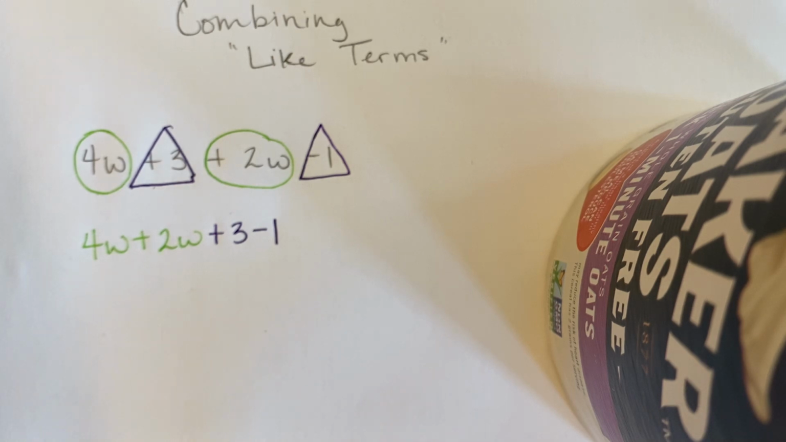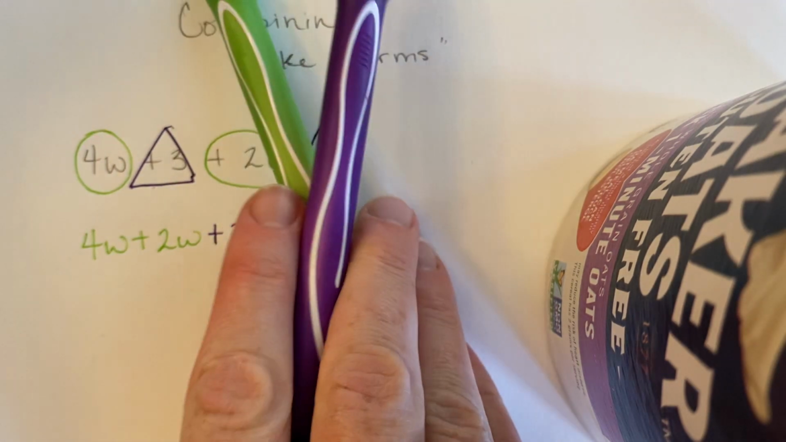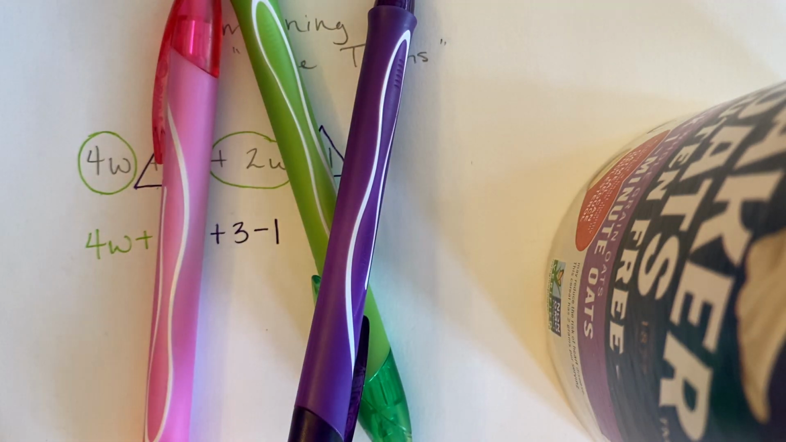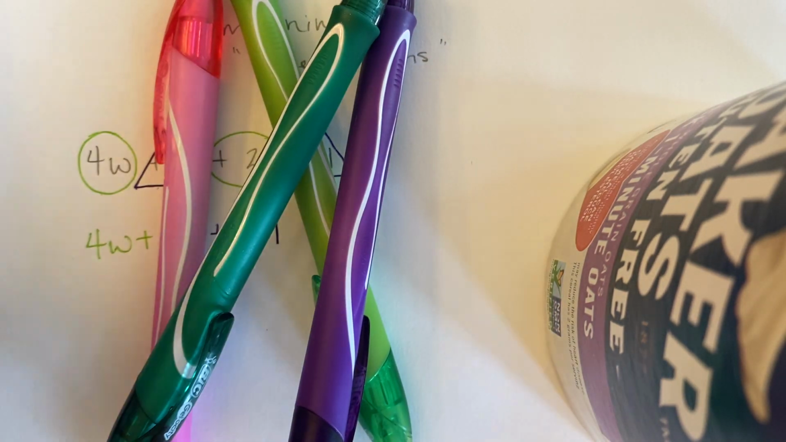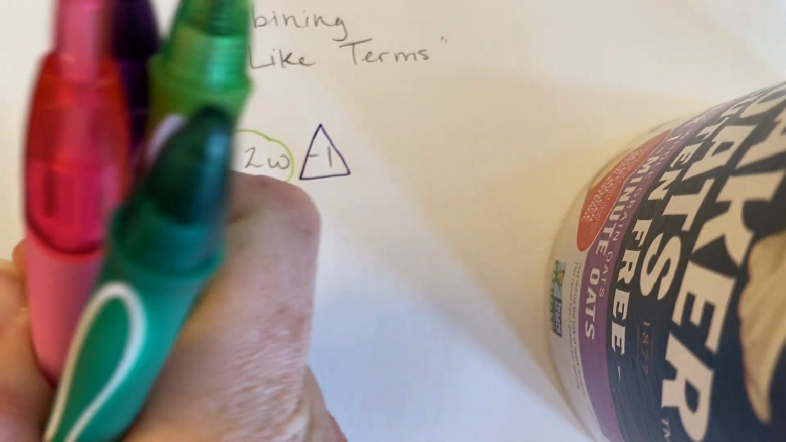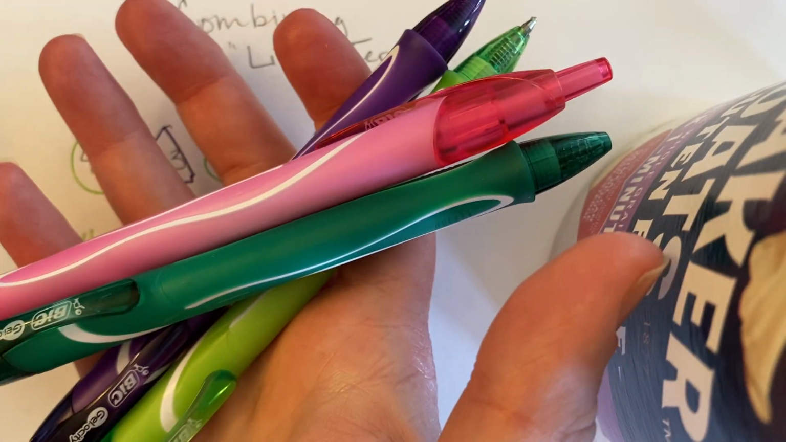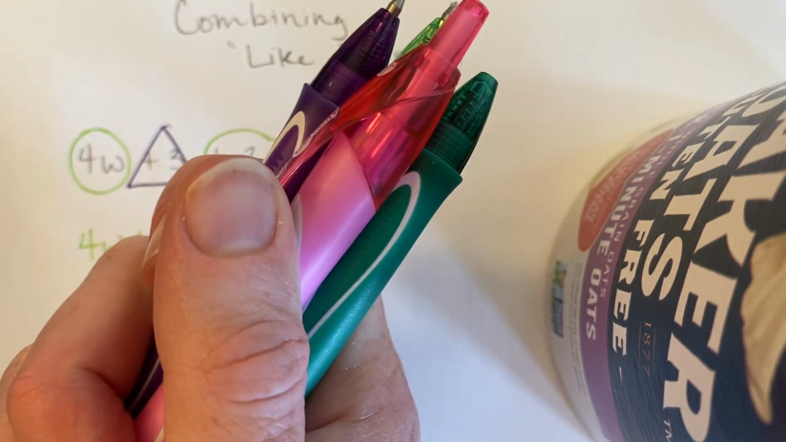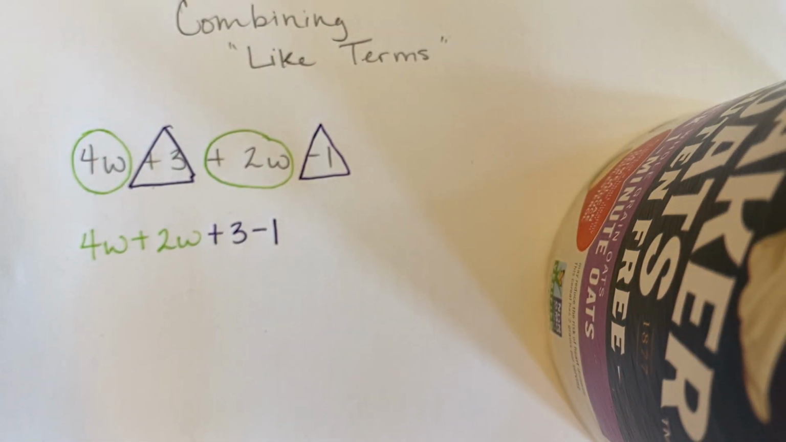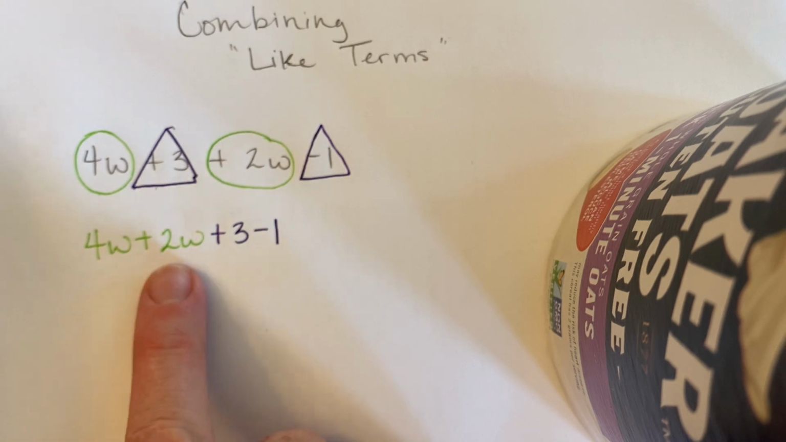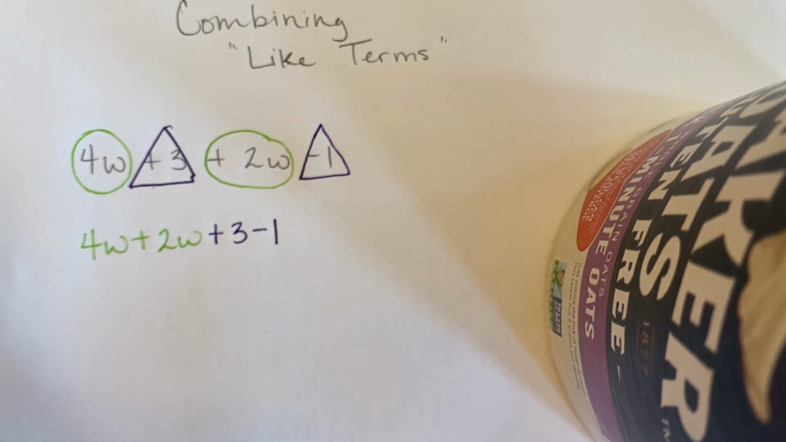Now imagine that I just had all of these pens laying out here. Can you see them? All of these pens are just laying out on my paper and I want to group them. I want to pick them up. I'm just going to combine them. I didn't multiply, I didn't divide, I didn't do anything but pick them all up and put them together. That's exactly what we're going to do with this 4w plus 2w. We're going to group them together. We're just going to combine them.